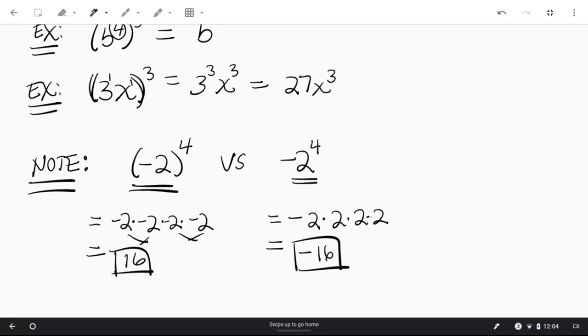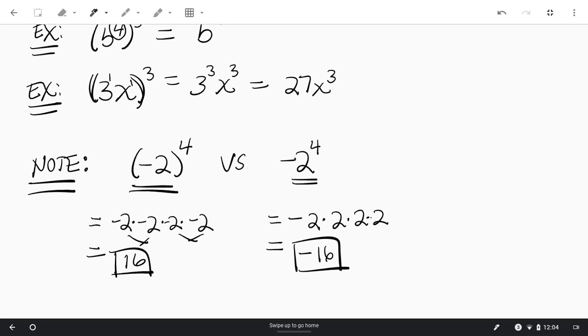Okay, so just make sure that you know the difference between these two. Make sure you understand that in this one in particular, the base does not include the negative.